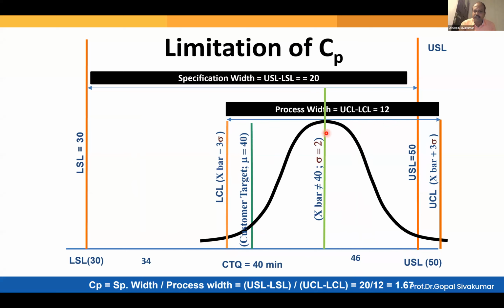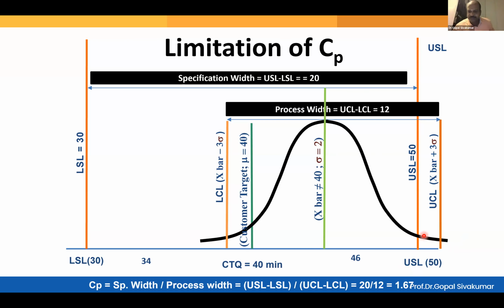Now I calculate the ratio 20 by 12. It is 1.67 now also. 1.67 means process should be capable. But you look at this process. Is it really capable or some rejections are happening? Some rejections are happening. You can easily see some rejections happening here.